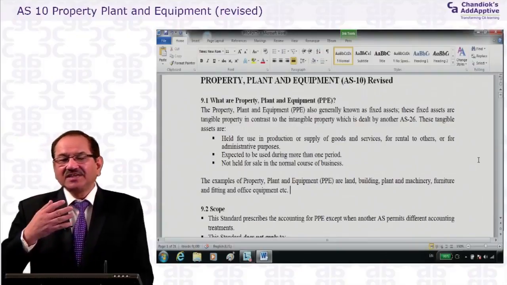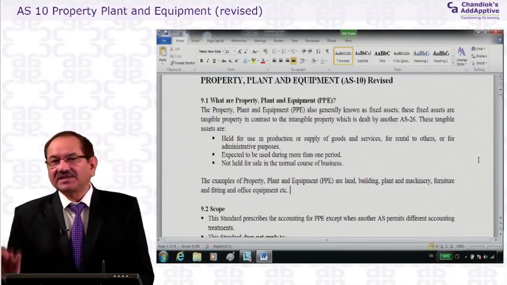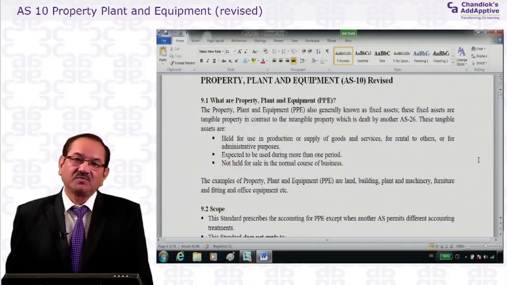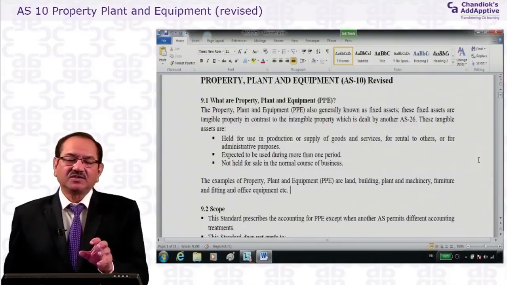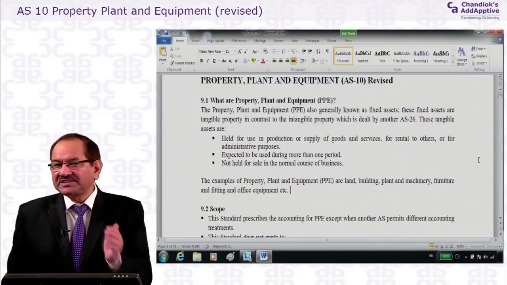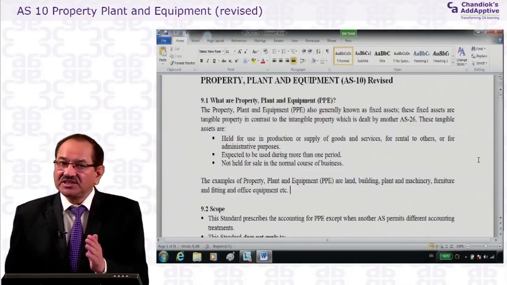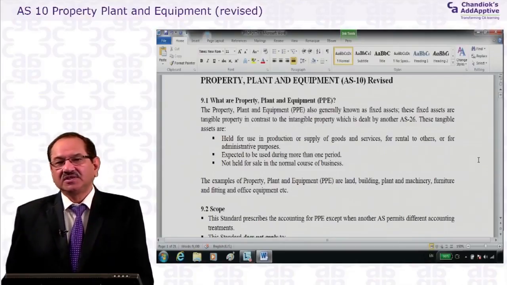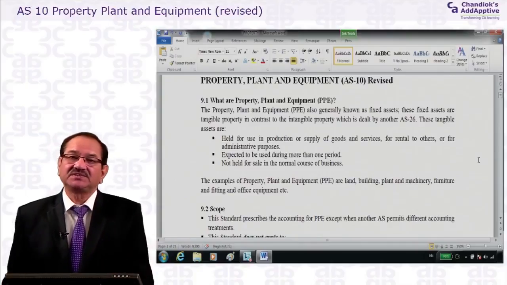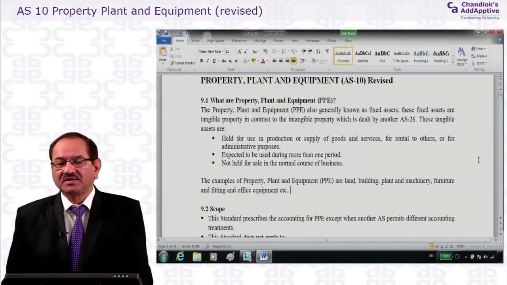So they are generally used or consumed for more than 1 year, and that's another characteristic of property, plant and equipment. Not held for sale in the normal course of business. As I told you, when you are purchasing a property, plant and equipment, at the time of purchasing, the intention is not to resell that asset. Intention is to use it in production, in supply of goods or services, or maybe for administrative purposes, but the intention is not to resell it.